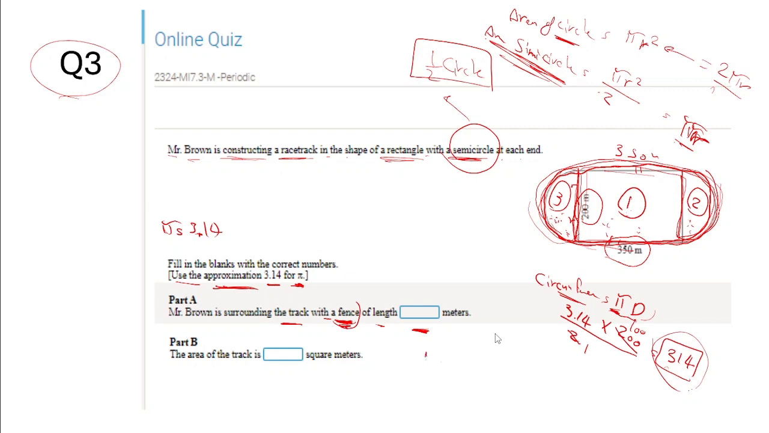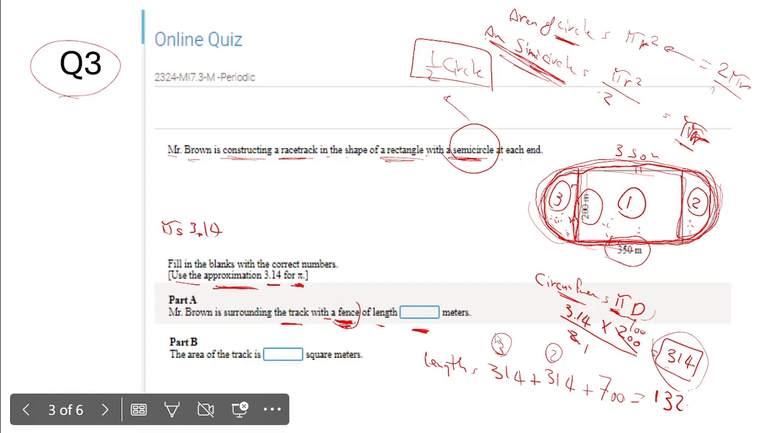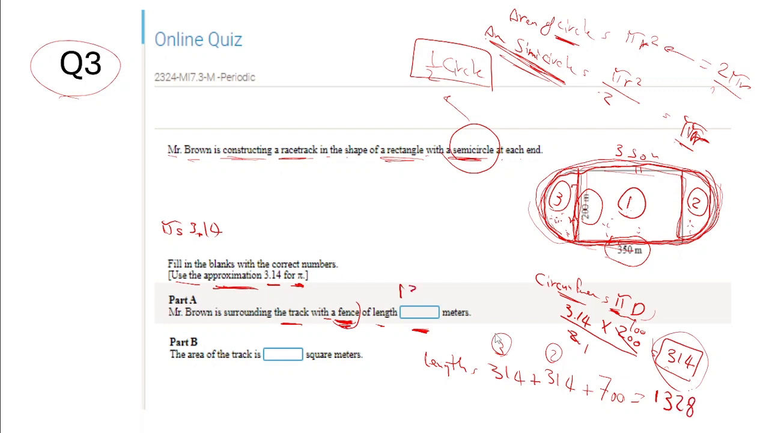So that means the length will be 314 plus 314, semicircle number 2 and semicircle number 3. And for the rectangle, it will be this side plus this side, which is 350 plus 350, which is 700, right? So it will be equal to 1328. So the answer here will be 1328.